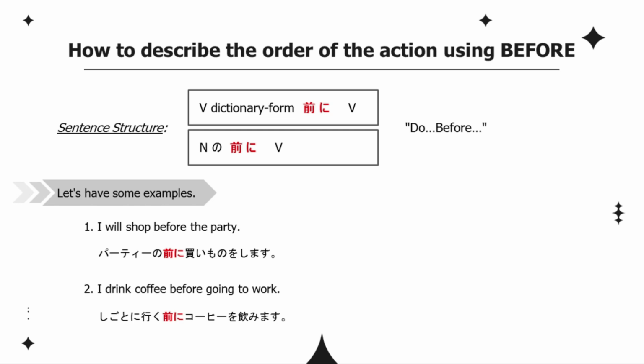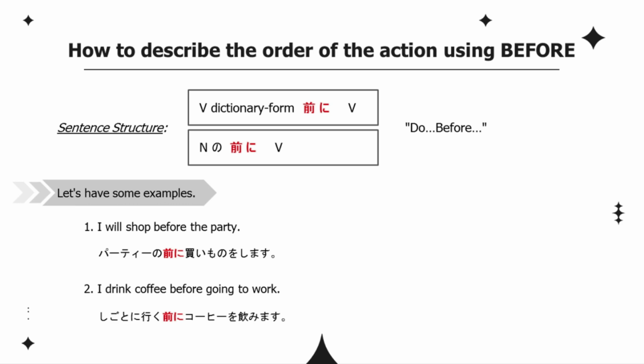I drink coffee before going to work. 仕事に行く前にコーヒーを飲みます。 Remember that you have to use this pattern to describe the order of action.